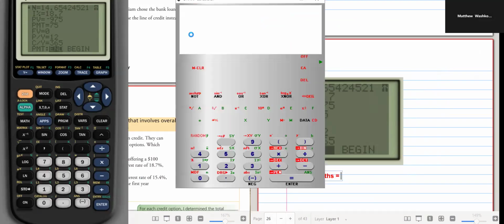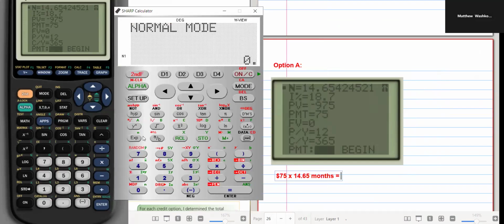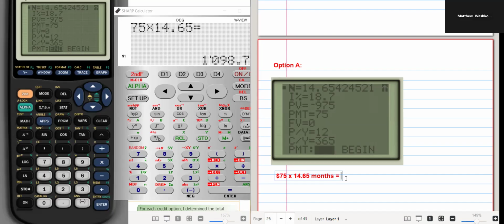This is where I like having a second calculator, makes my life easier. So again, 75 bucks times 14.65, $1,098.75. So $1,098.75. That's not that bad, right?